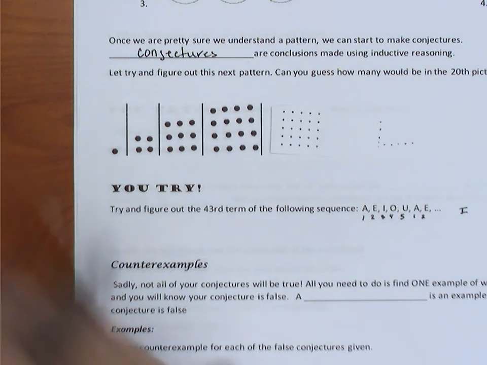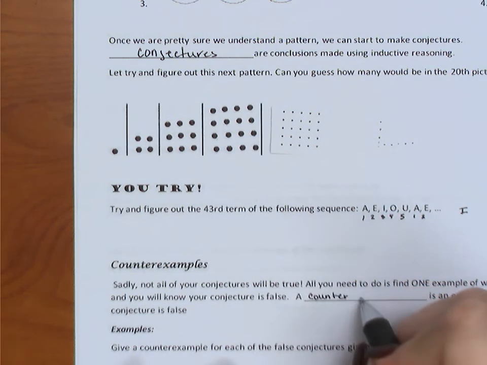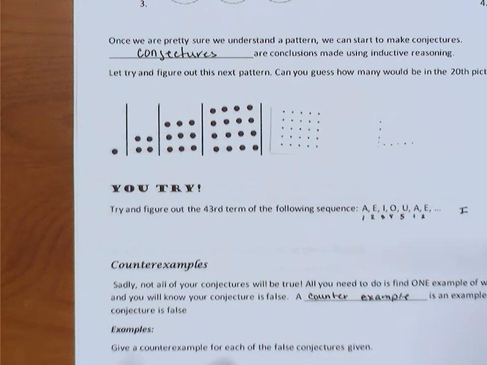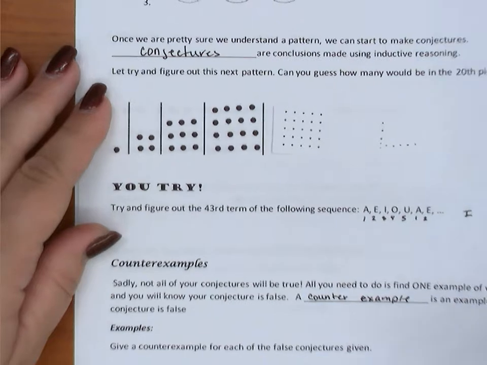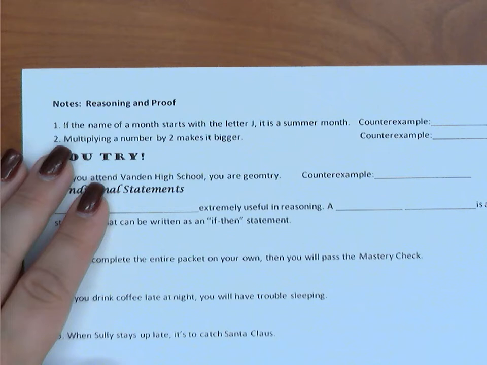So, your claim or your conjecture. A counterexample is an example that shows a conjecture is false. So we're going to give some counterexamples for the following statements. Here we go. If the name of a month starts with the letter J, it's a summer month.